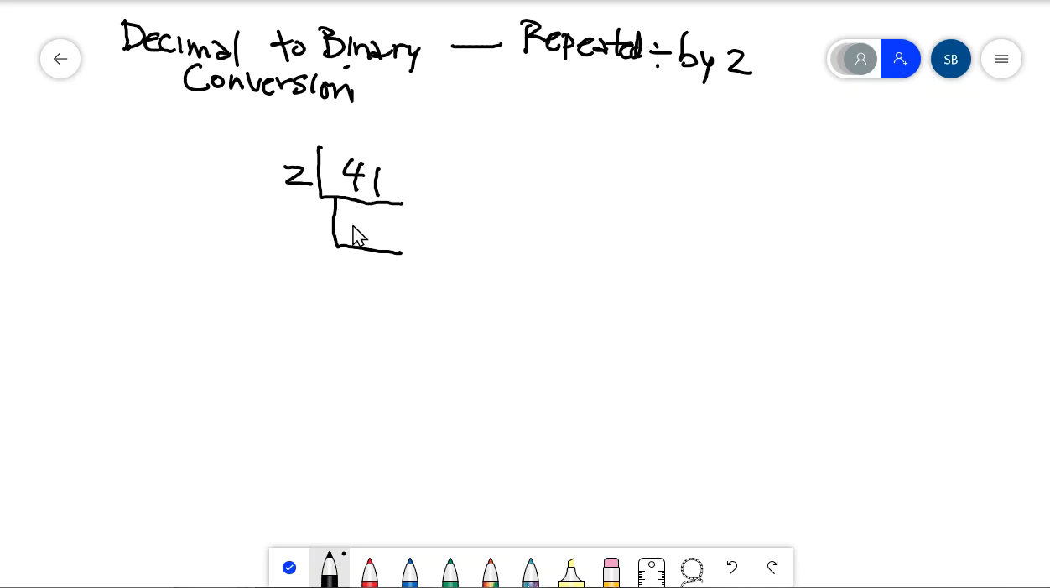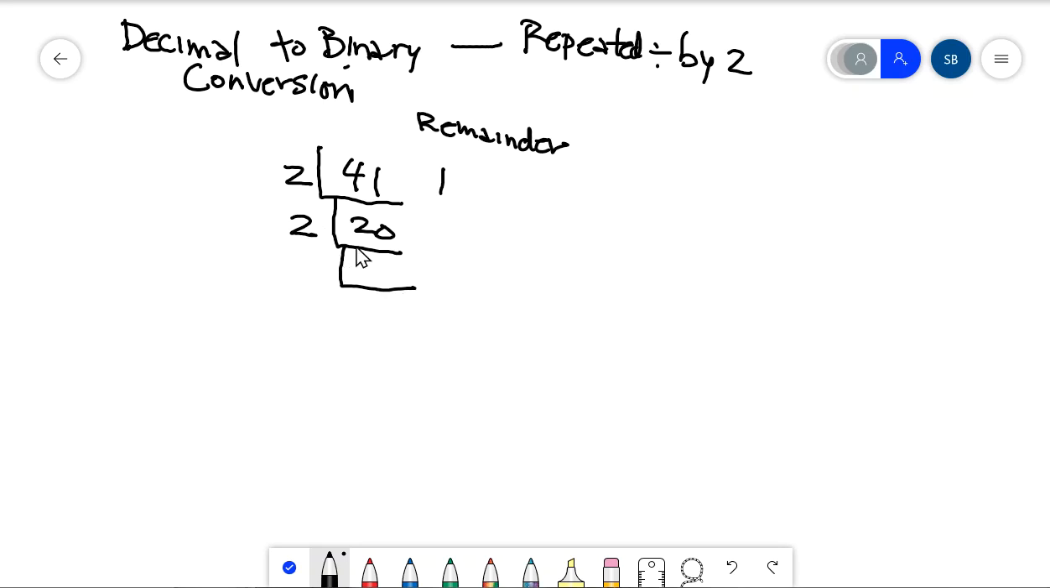So 2 goes into 41 20 times, and it had a remainder of 1. So I'm going to put the remainder out here. And actually the remainder is going to be interpreted as the answer until we're done. So we're going to keep on dividing until we get down to the end, and we'll see what the end is.